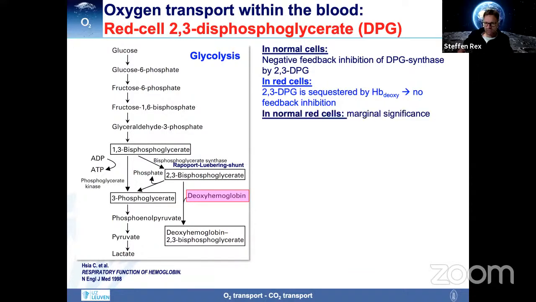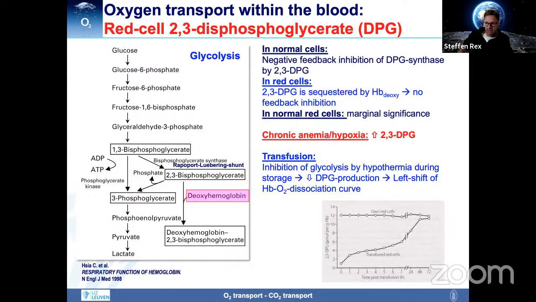This is in normal red cells of only marginal significance, but if you have patients with chronic anemia or patients living at high altitude, then there is an increase in this 2,3-DPG because there is more deoxyhemoglobin, so the DPG is even better sequestered and cannot exert any negative feedback inhibition anymore. The problem with this DPG, we can hardly influence it.